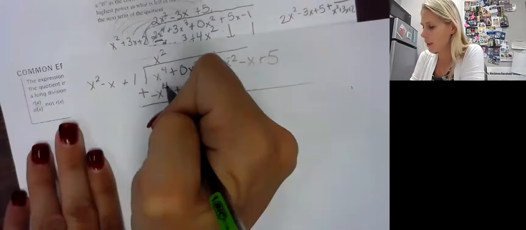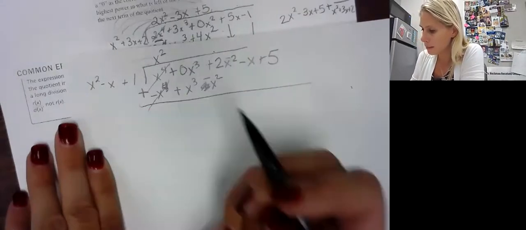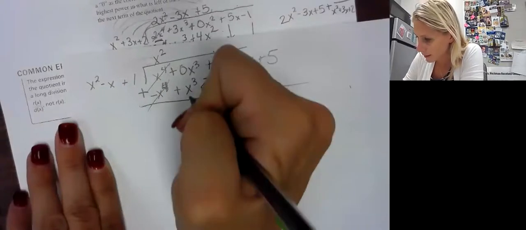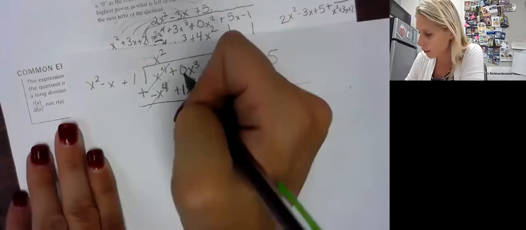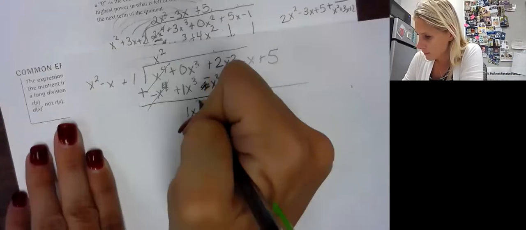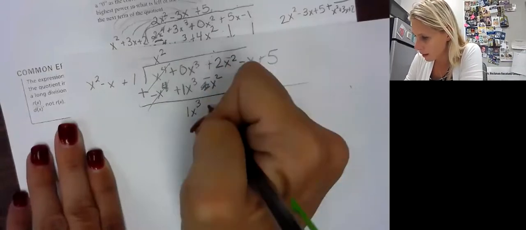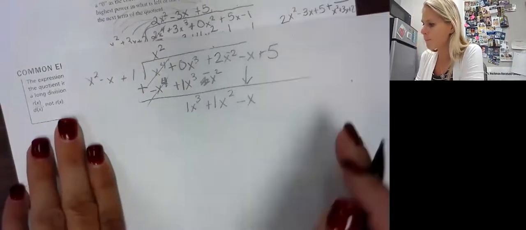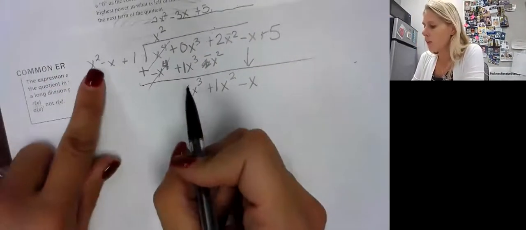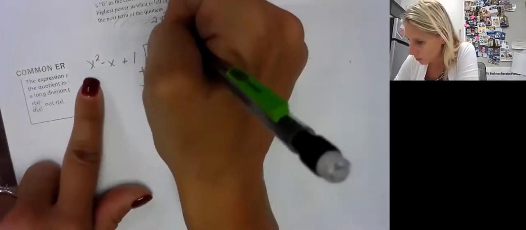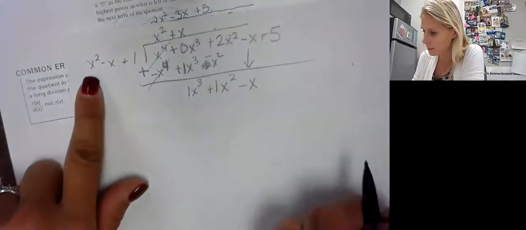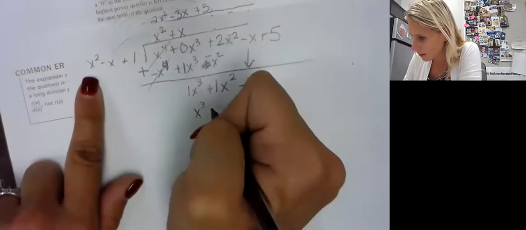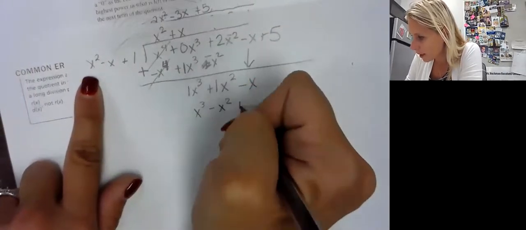Sorry, that was x to the 4th. Subtract or add, those are 0. Add, don't forget this is 1 here, and that's a tricky problem, right? 0 plus 1 is 1. Add, we get 1x squared, bring down negative x. Okay, what do we multiply by x squared to get to x cubed? We multiply by an x. Multiply that in. So we get x cubed minus x squared plus x.